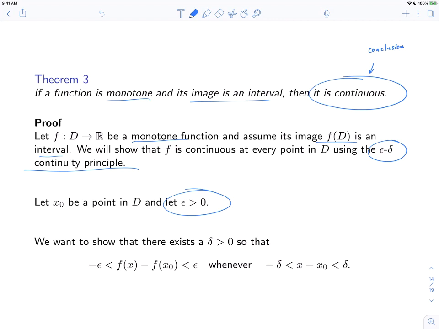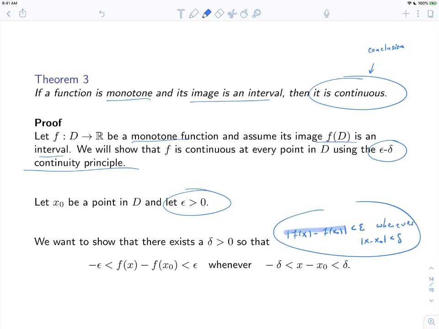Okay, what do we want to do now? We want to show that there is some delta so that the distance between f at x and f at x naught is less than epsilon whenever the distance between x and x naught is less than delta. That's what we want to show. Now, I've rewritten it here in a slightly different way.